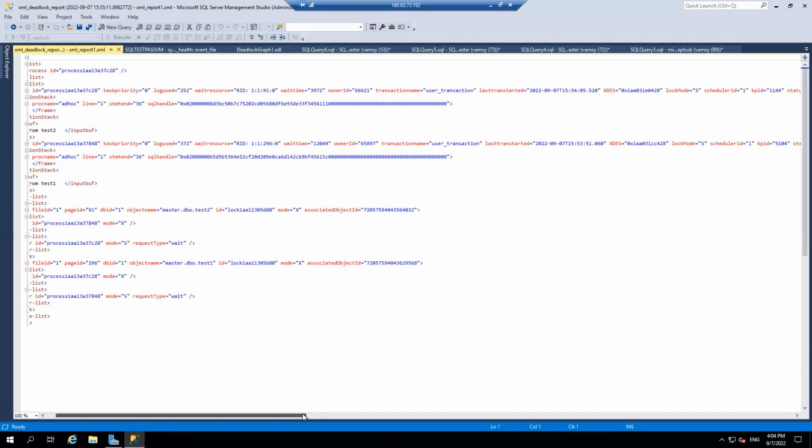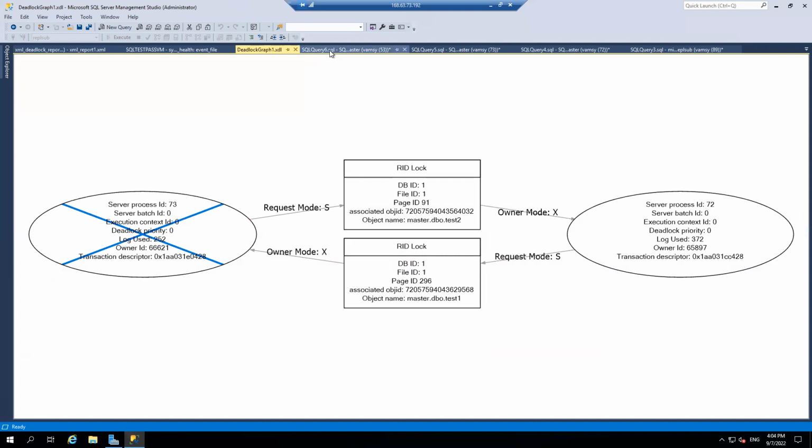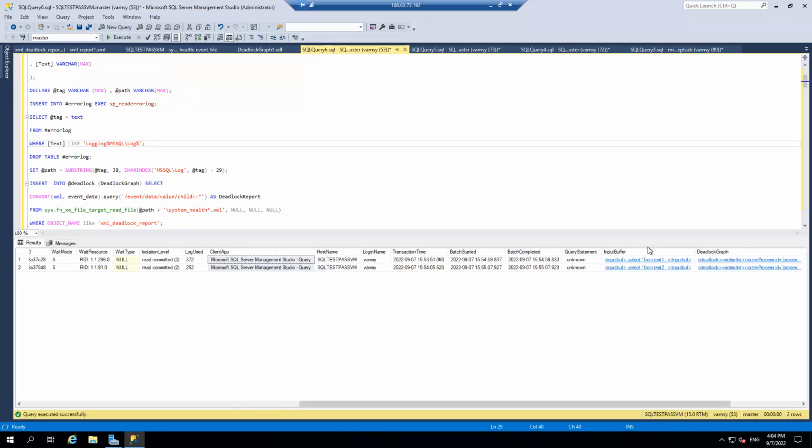If you see it properly, under the input buffer column I'm getting the query for this process ID, and for this process ID I'm getting its query. That's what I am doing here also. If you observe it properly, under the input buffer column I am fetching the queries.